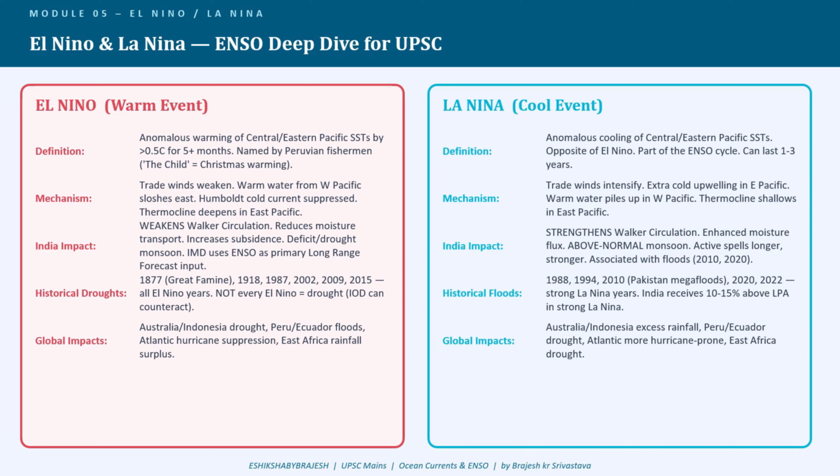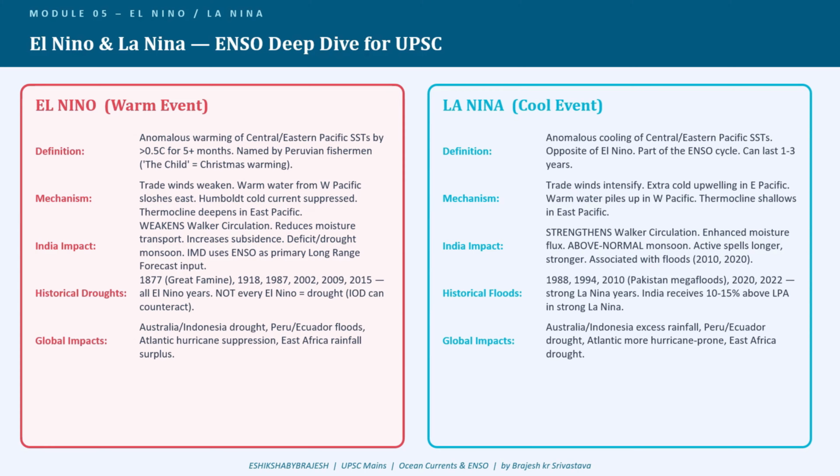Historical droughts: look at this list. 1877, the Great Famine, deadliest drought in Indian history. Millions died. 1918, 1987, 2002, 2009, 2015. All of these deficit or drought monsoons coincided with El Nino events. The correlation is strong but not deterministic. Not every El Nino causes drought because the Indian Ocean dipole and other factors can counteract it.